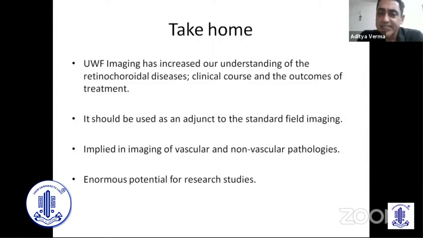I'd like to conclude my presentation with a small take-home message. Ultra-wide field imaging has increased our understanding of retinochoroidal diseases, their clinical course, as well as the outcomes of treatment. It should be used as an adjunct to standard field imaging, in imaging of vascular as well as non-vascular pathologies, and has enormous potential for research studies at present.